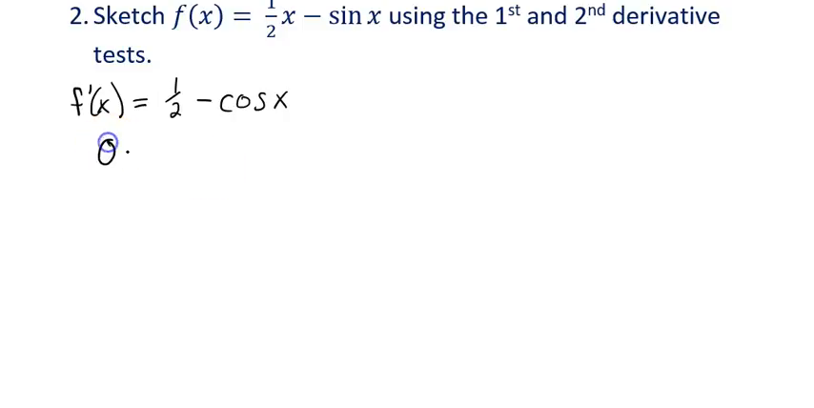And I want to set that equal to 0 and solve. So if I add cosine to the other side, I get the cosine of x equals 1/2. Now, there are many points on the unit circle that have a cosine or x value of 1/2 there. So you have to think about where are some of those places.